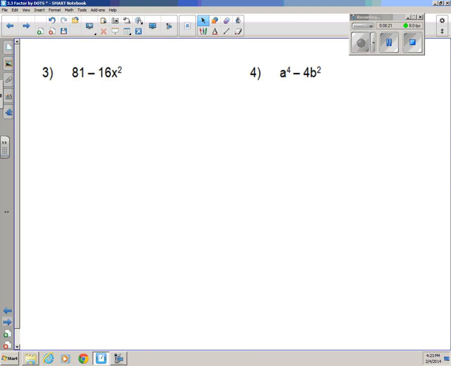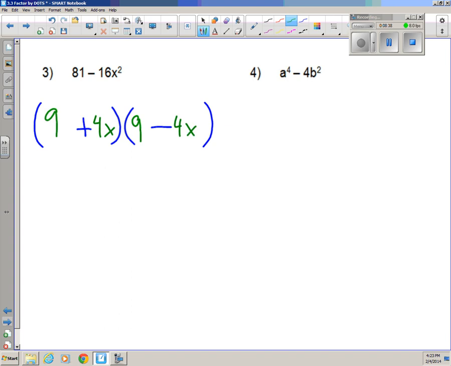Number 3, difference of squares? Absolutely. Subtraction, perfect squares on both ends. Two parentheses, 1 plus, 1 minus. 81 square roots nicely into 9 and 9. 16x squared square roots nicely into 4x and 4x. Notice that the 81, which came first, was written in the first position. I can't mess with where things are written. The 16x squared, which was written second, was left in the back. Okay? You need to understand this. You cannot switch this around by saying 4x plus 9 and 4x minus 9. That is not the same thing.